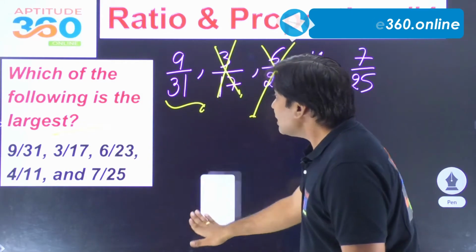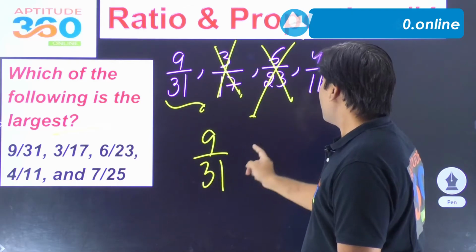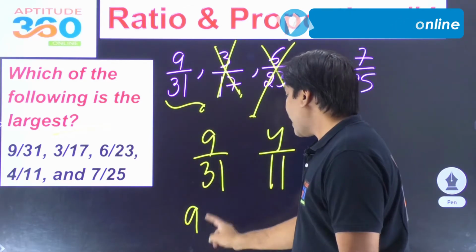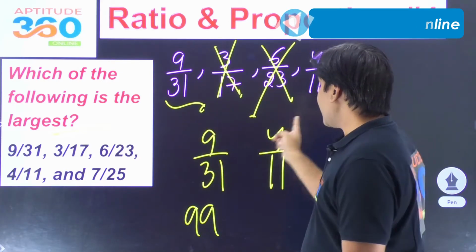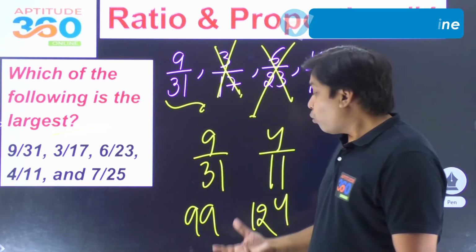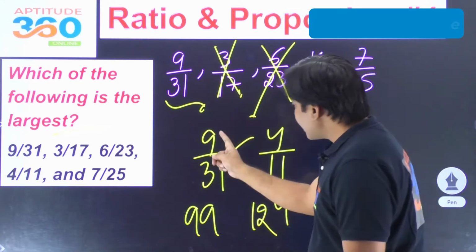अच्छा, अब इसके साथ हम क्या करेंगे? 9 by 31 is still larger. So 9 by 31 will be compared with 4 by 11. Do the cross multiplication. So this value 9 into 11 comes out as 99 and this value comes out as 4 into 31, this is 124. Now 124 is bigger than 99 and hence 4 by 11 is bigger than 9 by 31.